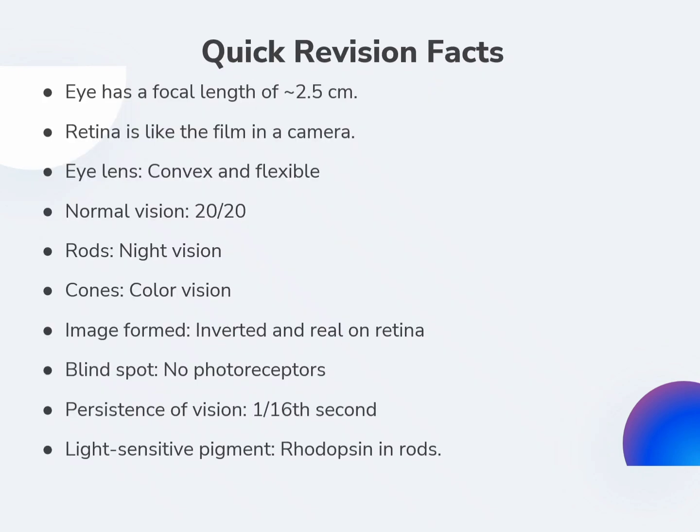Revision facts. To quickly summarize some key facts about the eye: it has a focal length of approximately 2.5 centimeters. The retina is often compared to the film in a camera. Your eye lens is convex and flexible. Normal vision is often referred to as 20/20. Rods are for night vision, cones are for color vision. The image formed on the retina is inverted and real. The blind spot has no photoreceptors. Persistence of vision lasts for 1/16 of a second. The light-sensitive pigment in rods is called rhodopsin.